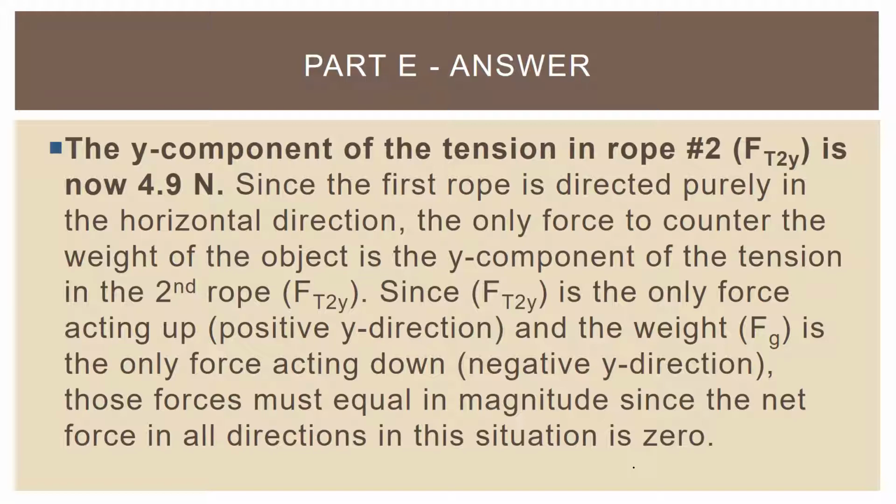And so the answer I wrote for part E, I know I told you to write just one sentence, but I'm trying to explain this to you here, is the y component of the tension in rope 2, FT2y, is now 4.9 newtons. It's got to cancel the weight. So since the first rope is directed purely in the horizontal direction, the only force to counter the weight of the object is the y component of the tension in the second rope, FT2y. Since FT2y is the only force acting up in the positive y direction, and the weight, Fg, is the only force acting down in the negative y direction, those forces must equal in magnitude, since the net force in all directions in this situation is 0. To make a long story short, it's got to cancel the weight.